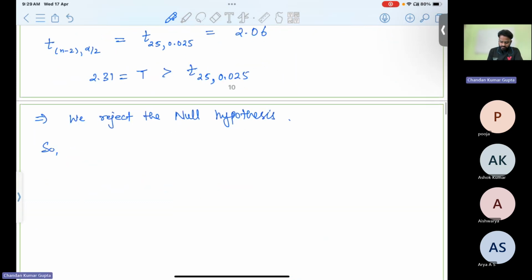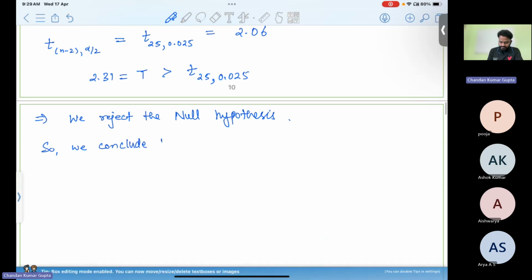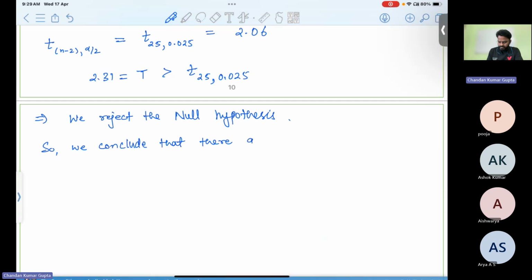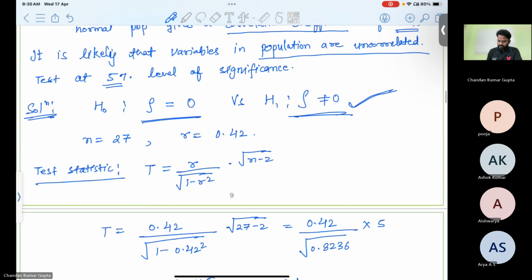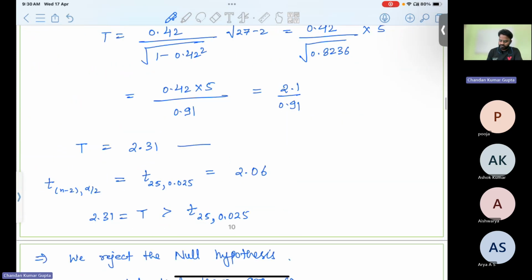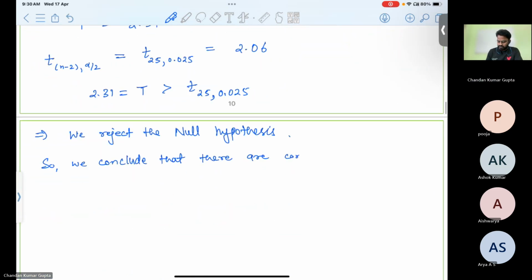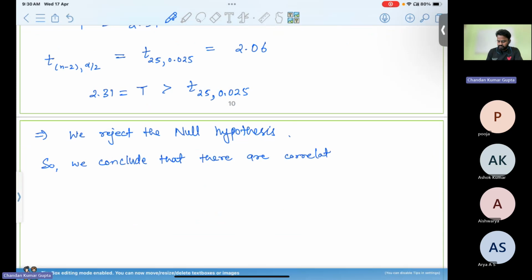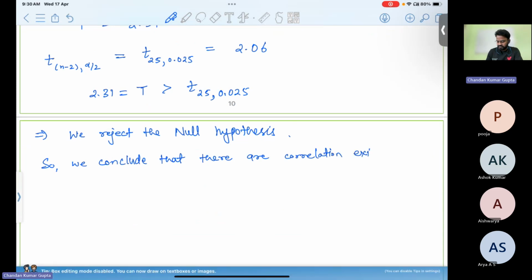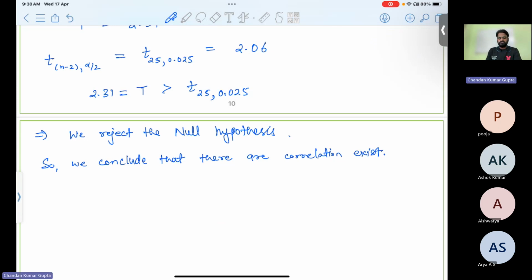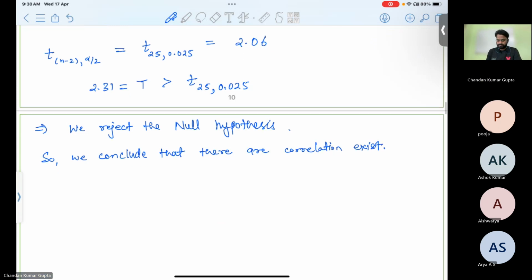So we conclude that the populations are not uncorrelated. So there is correlation. So this is our conclusion.